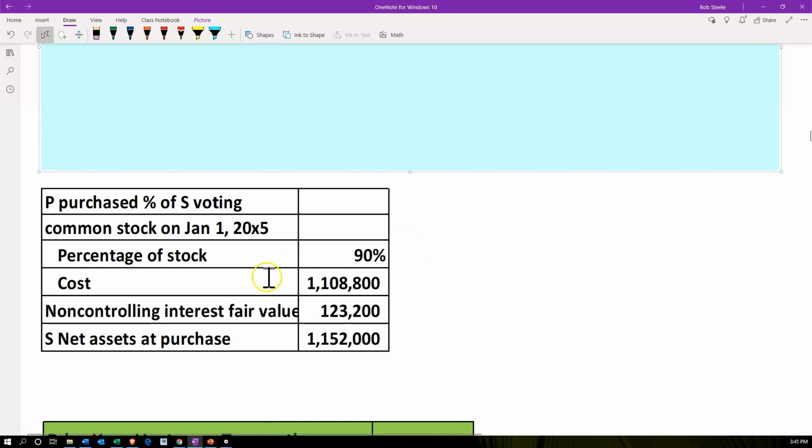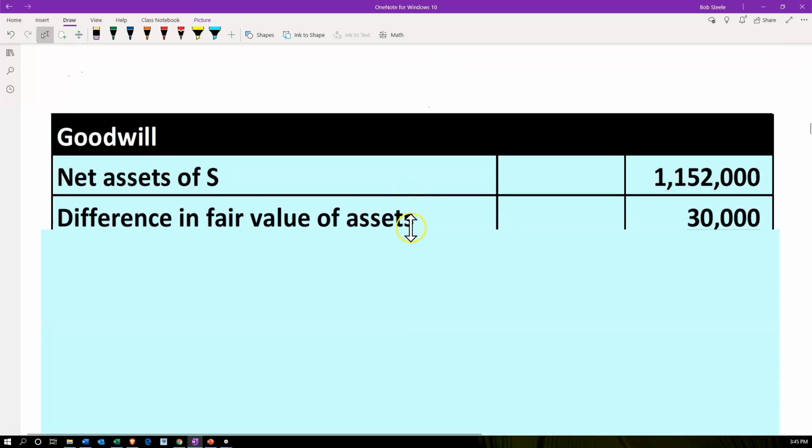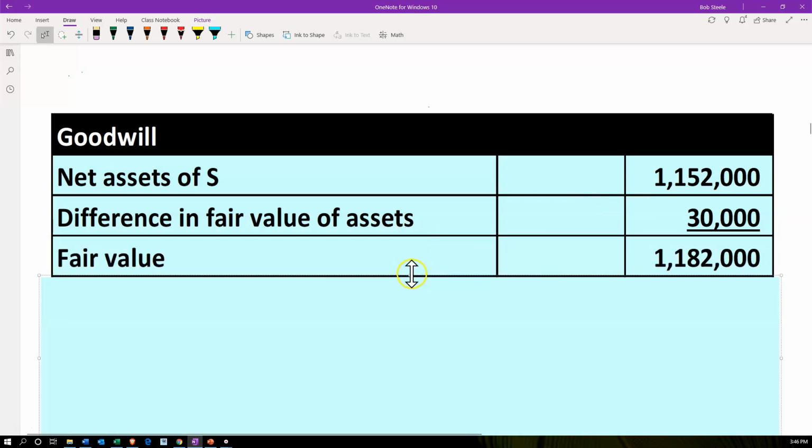So we have the percentage of the stock and then the cost and then the non-controlling interest and the net assets. We typically start off with the net assets. This is going to be the net assets at the point in time that the purchase originally took place. Then there was a difference between the fair value and the book value, and it was related to the land. So the land was $30,000 higher in fair value. Therefore, if 100% was purchased and no goodwill was involved, you would have the purchase price of $1,182,000. But P did not purchase 100%.